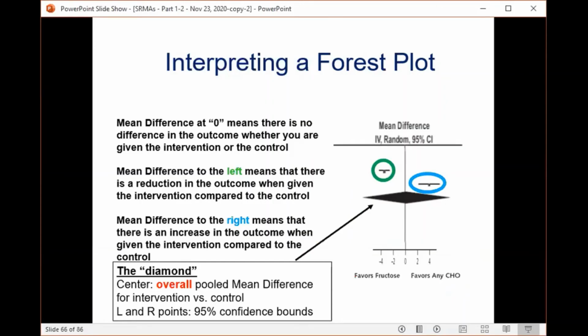The diamond at the bottom of the forest plot is the overall pooled estimate of the effect of the intervention compared to the control. The left and right sides of the diamond are the 95% confidence intervals of the pooled estimate. This is the overall effect resulting from the pooling of all the studies.